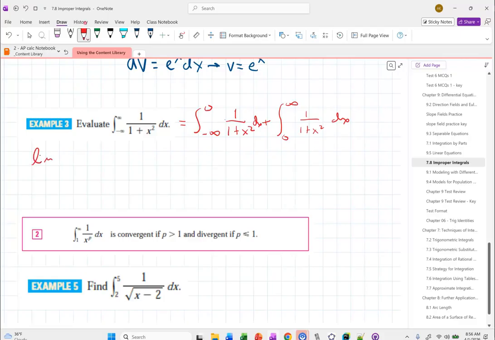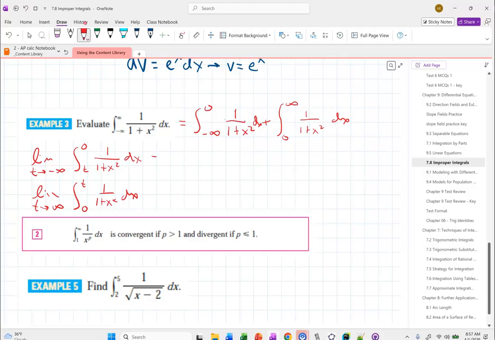So we'll have the limit as t goes to negative infinity of the integral from t to 0 of 1 over 1 plus x squared dx. And then we'll have the limit as t goes to positive infinity of the integral from 0 to t of 1 over 1 plus x squared dx. Is everybody okay that I'm just going to write them as two separate and then add them up together at the end, just to keep it all in the same line? It just feels easier. Yeah.